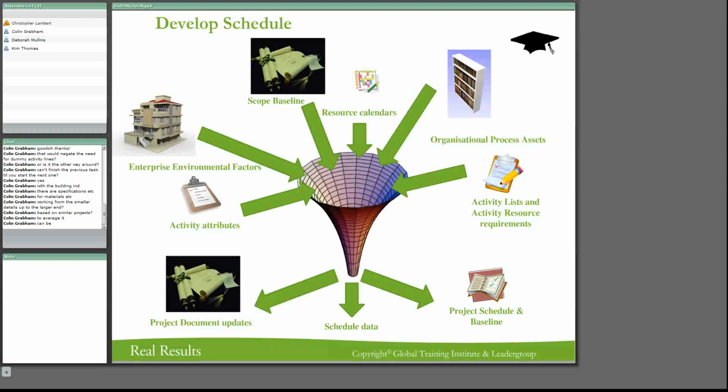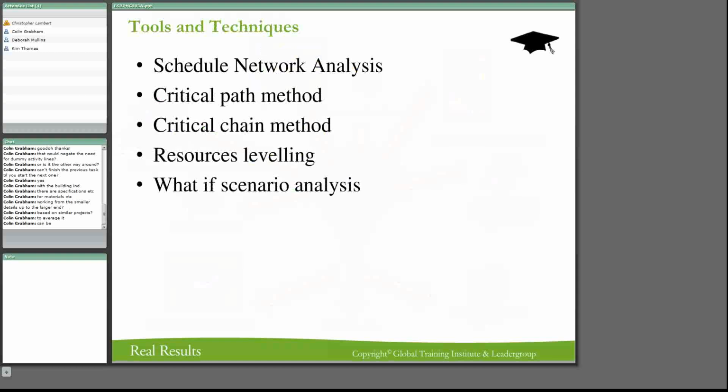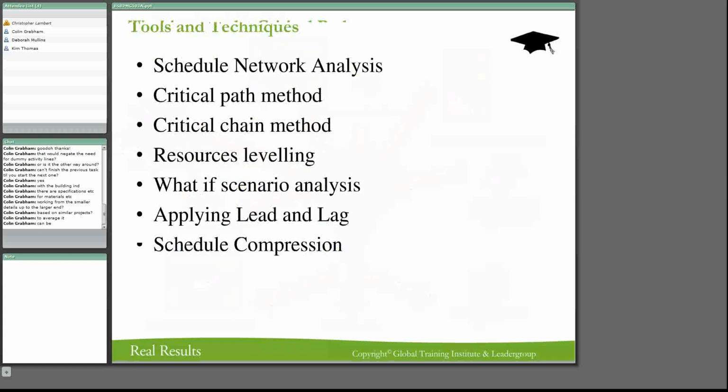So let's look at what we need to do to get there and look at some of the tools. I'm going to put these all up at once so we can have a look at it. Whoops, too many things. Let's look at the first one, your schedule network analysis. You should have got a network by now. You would have a look at that network, and you're going to look for the critical path.